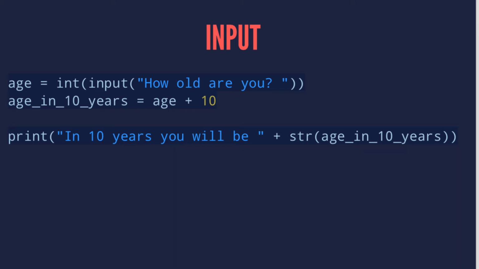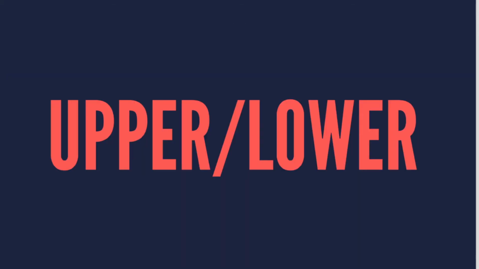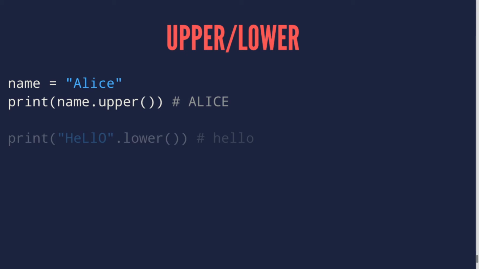Next we have upper and lower. So this is another function, and this will help you format your strings. So if you want it to be all upper or all lower, this is where this comes in handy. So you have name equals Alice, and you can do print name dot upper, and it will change Alice all to upper string. You can do print, and then you can just put the string, and we've got hello in lots of upper and lower case, and dot lower, and it'll print hello.